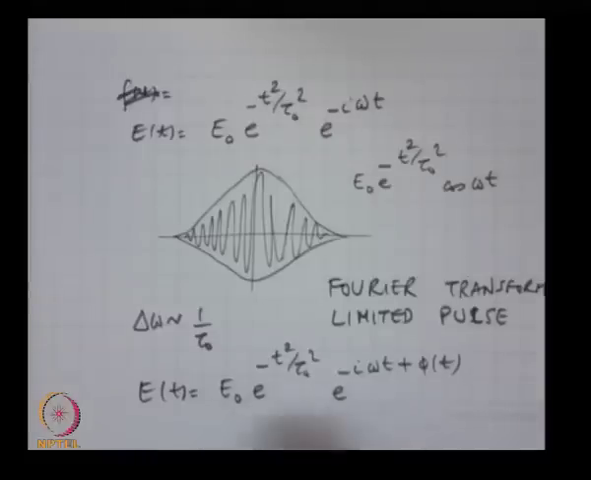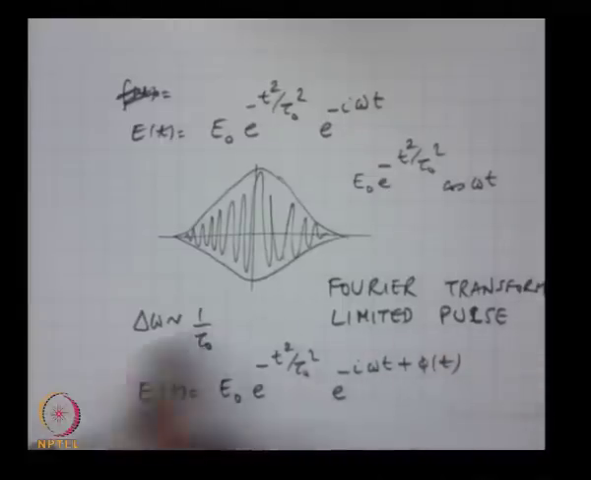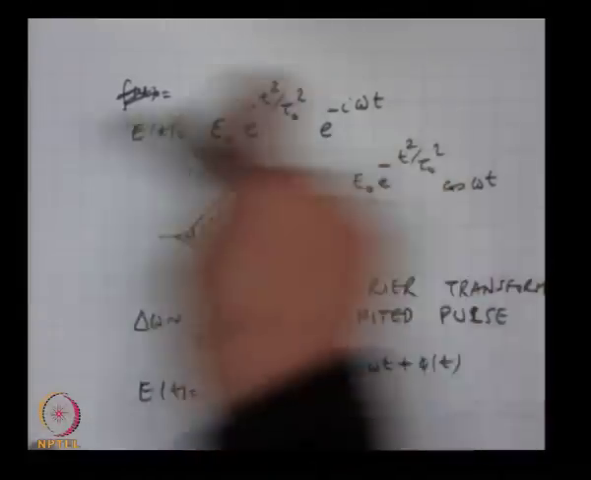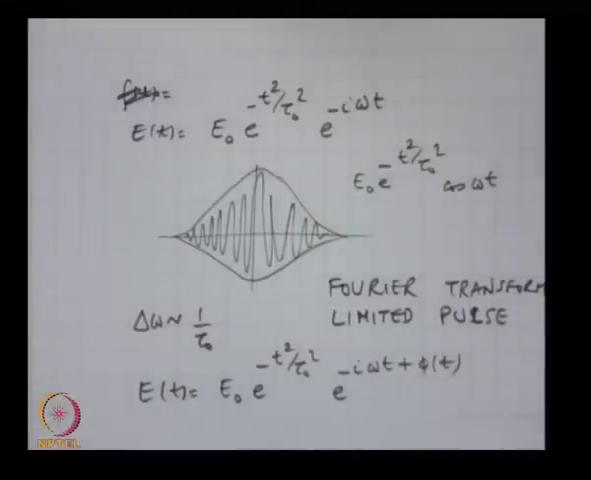If you take a Fourier transform of this, for example, if phi of t happens to be, say, alpha t square or something, some function which is not a linear function of time, then you can show that the spectrum of this pulse is broader than the spectrum of this pulse. Both of them have the same width.